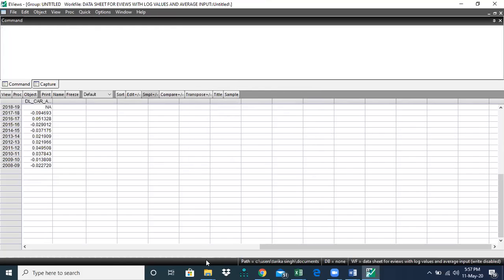Suppose I'm checking it for variables where one of the variables is stationary at log only, and another variable is stationary at difference. Accordingly, I have to take the names. One variable name should be taken as the difference, and the other variable should be the log only. So this has to be taken care of.